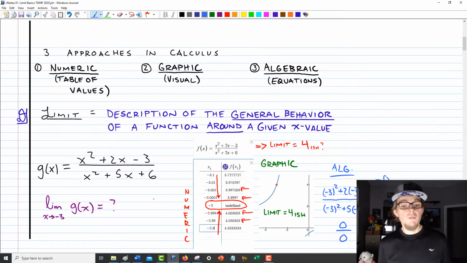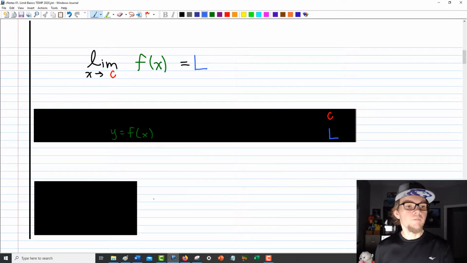But we've got a bunch of different approaches, and at least 2 of the 3 are telling us that it looks like we're approaching 4. So obviously we will figure out and determine on Tuesday how we can actually evaluate this and find out that it is indeed equal to 4. But for the moment, we want to think about limits in lots of different ways. So today's not just about finding that answer algebraically, it's about developing that conceptual understanding of what it means.